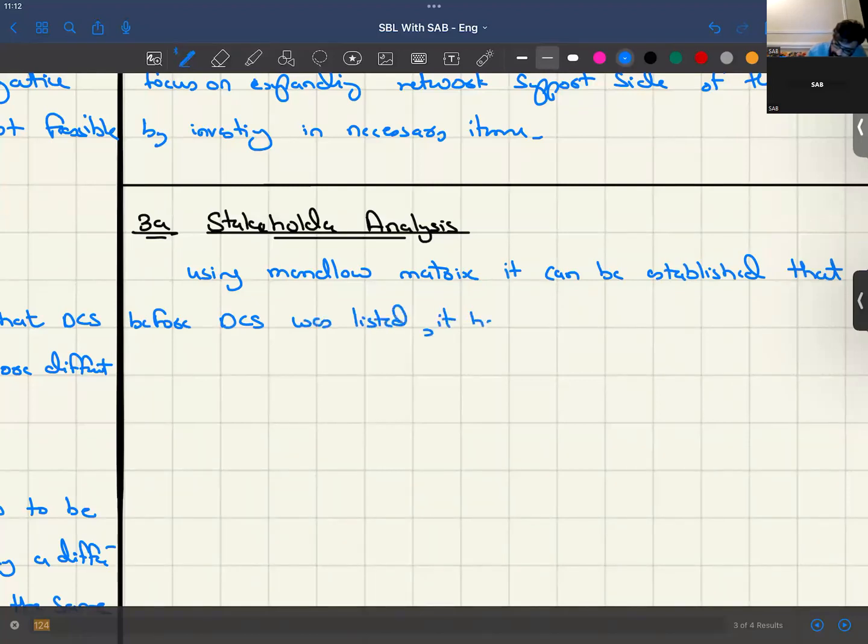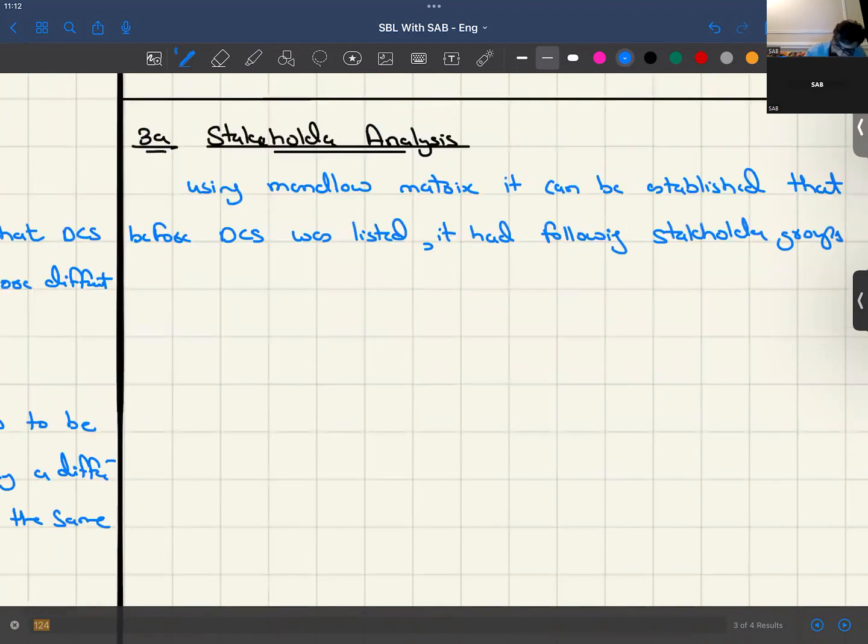it had the following stakeholder groups. I'll say shareholders. And who are the shareholders of them? Private shareholders. We would say private shareholders or founders of the company.